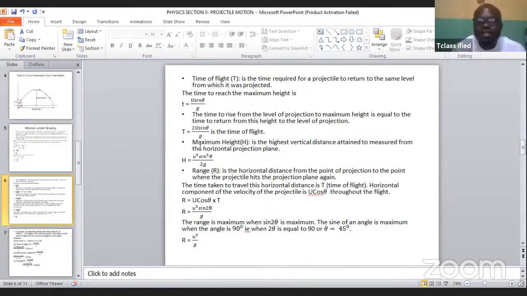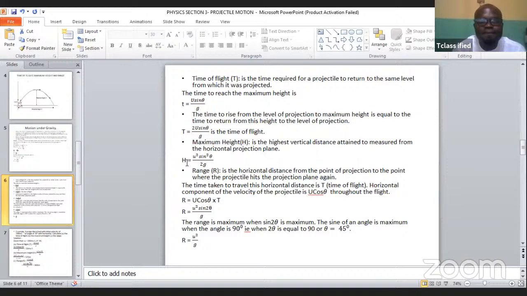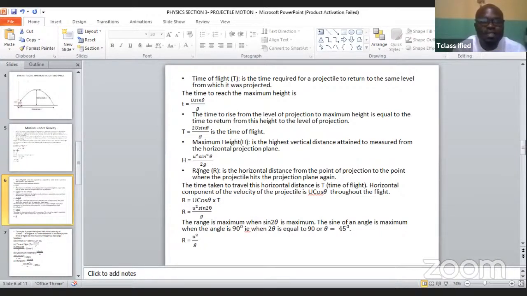Having known these two quantities, let's look at maximum height. From the diagram, you can see that this is the maximum height. So what's the formula for calculating the maximum height? Maximum height is equal to U squared sine squared theta all over 2G. Then very importantly is the range, which is the horizontal distance from the point of projection to the point where the projectile hits the projection plane again. The formula is U squared sine 2 theta all over G.